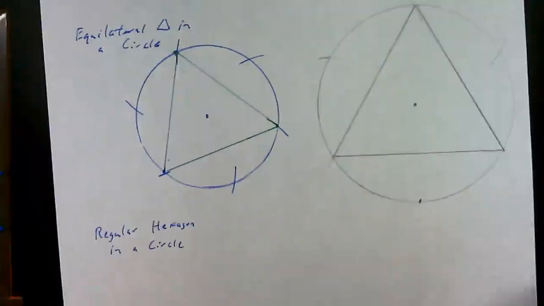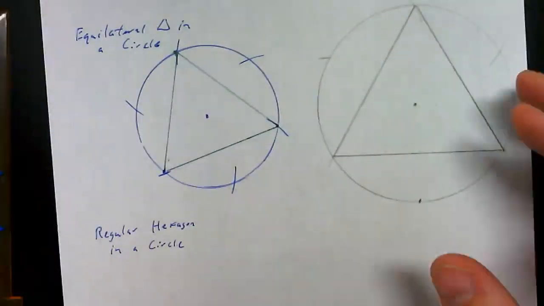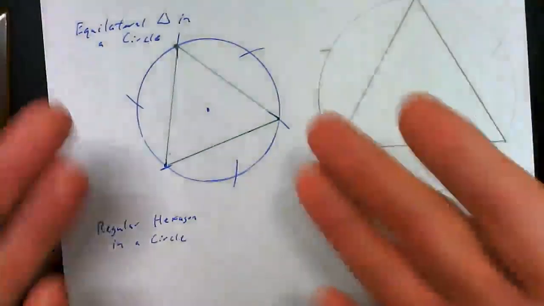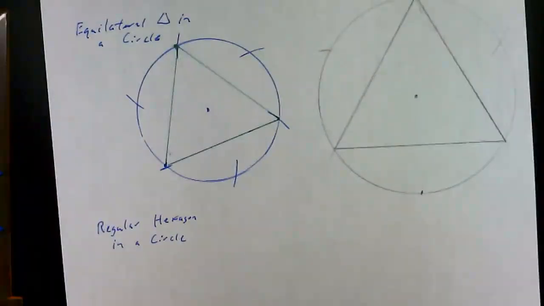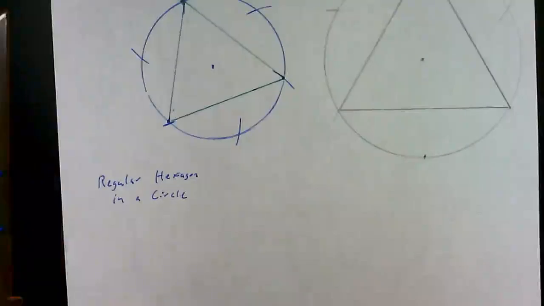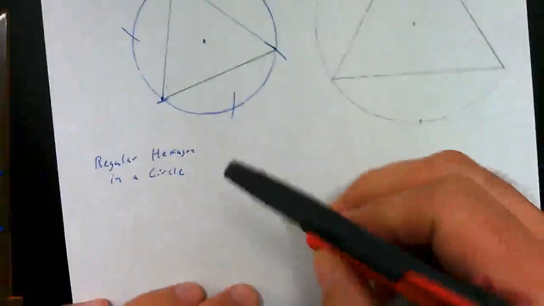Well, how many vertices does a hexagon have? 6, right? Pentagon's 5, hexagon 6. Now, on the last construction, how many equally spaced marks did we actually make in the circle? 6. So instead of connecting every other point, if we connect every point consecutively, we should end up with a regular hexagon. So I'm just going to do this one once because it's the same construction that we just did.